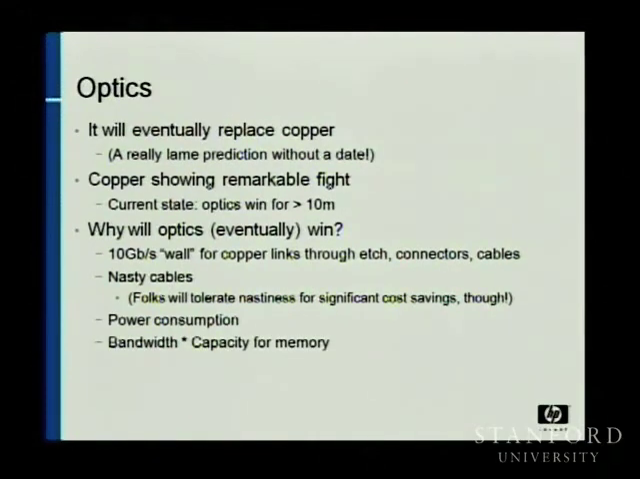Cheap slide: optics will eventually replace copper, right? Who cares that anybody ever says that unless they tell you the exact date. Optics is currently a win for 10 meters and greater. There are lots of reasons why optics will eventually win. It's hard to get anybody to go much above 10 gigabits a second for a link on copper that goes any real distance. Copper makes nasty cables, but people will put up with nastiness if it saves them money. And copper also consumes a lot of power per unit of distance compared to optics.